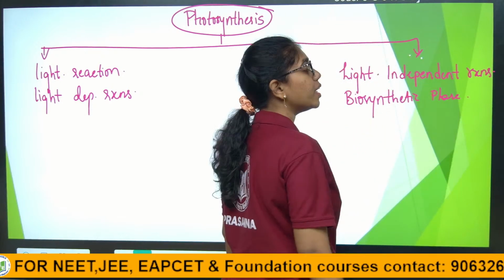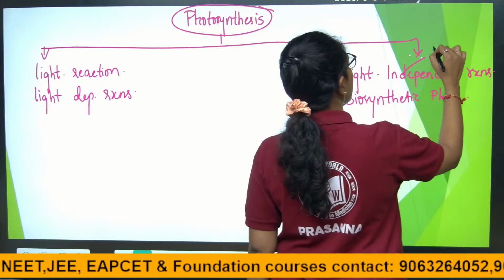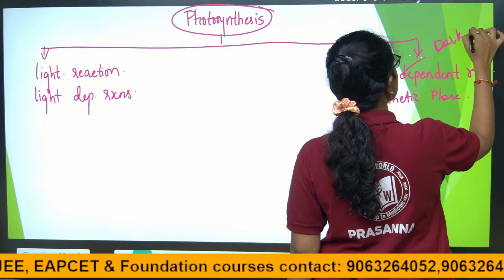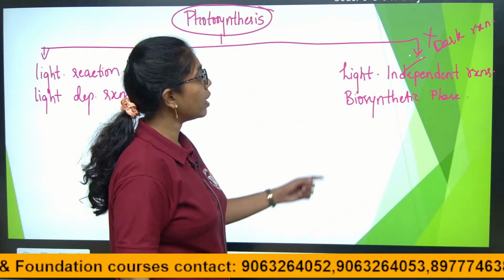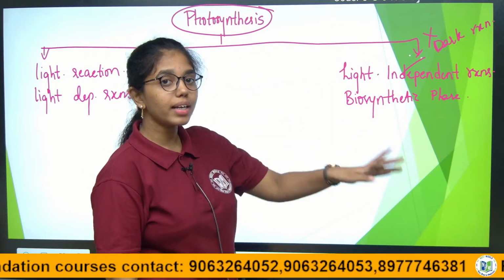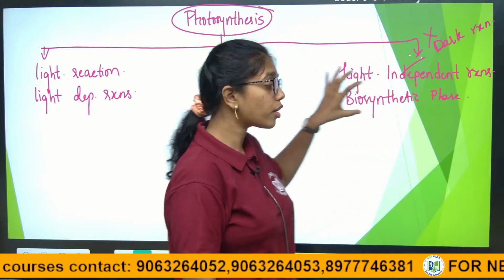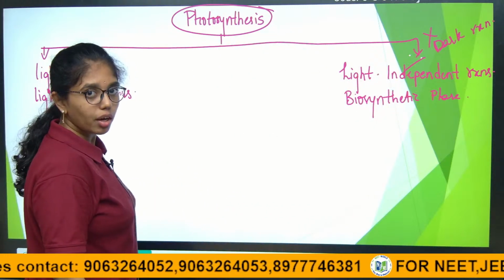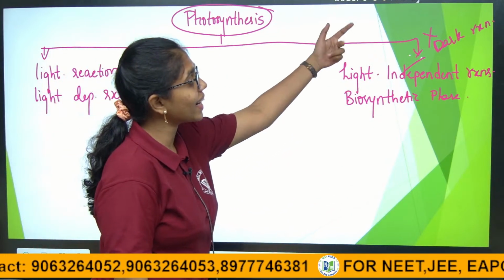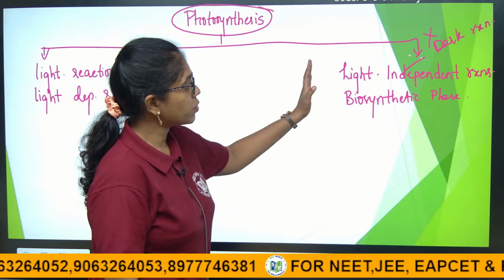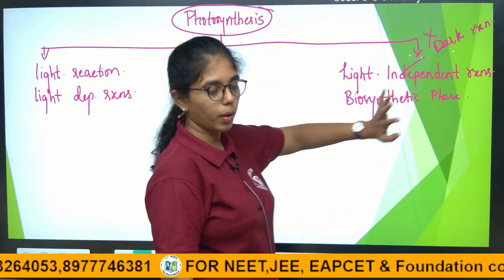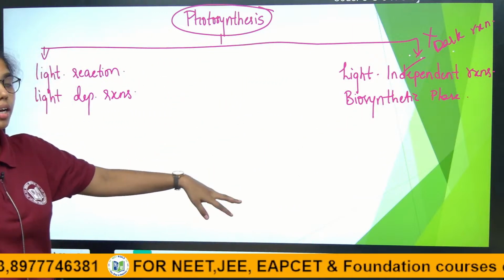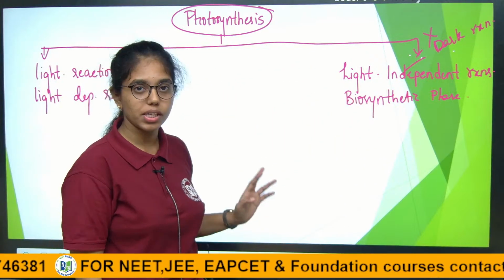Calling this light independent reactions as dark reactions is a misnomer, because these reactions will not take place in the dark. They are dependent on the products of the light reaction, they are not directly dependent on light. That is why we are calling it light independent reaction or dark reaction, okay. They are not directly dependent on light, it does not mean they are taking place in the dark.